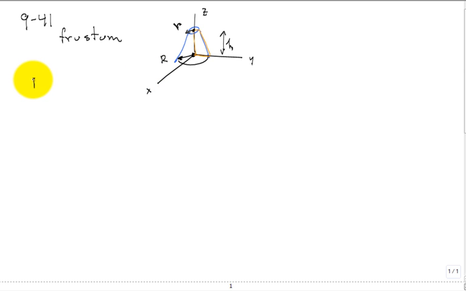They asked us to find the centroid z bar. Now, they didn't ask us to find x bar and y bar. Why not? Symmetry, they're equal to 0. You're getting so good at this, right? Symmetry, they're equal to 0.